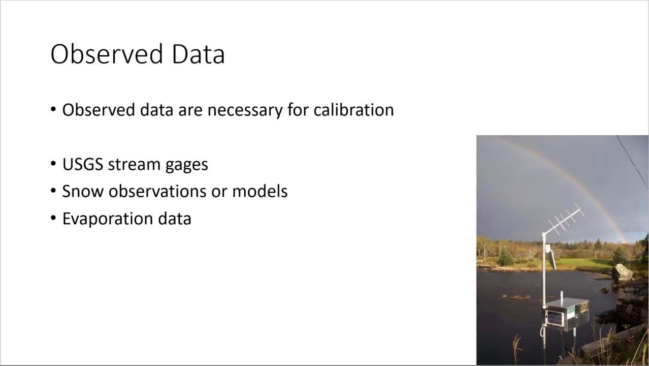Other times, the processes are more complicated. In snow-dominant watersheds, we may want to calibrate the snow processes independently using observed or modeled snow data. For continuous calibration, it might be beneficial to calibrate the evapotranspiration process, although data to do so may be rare.